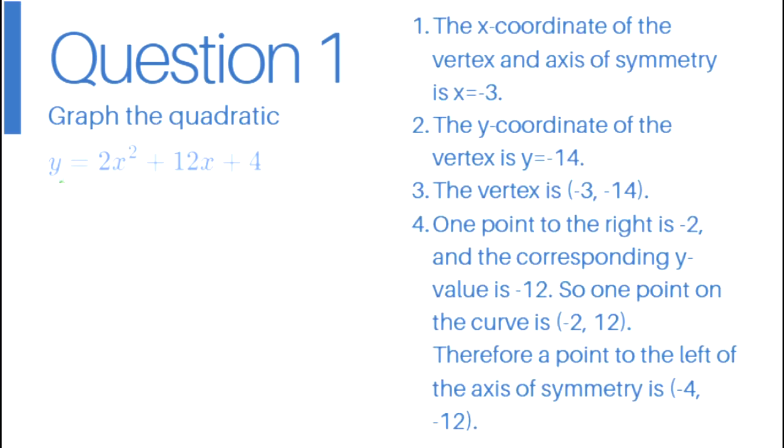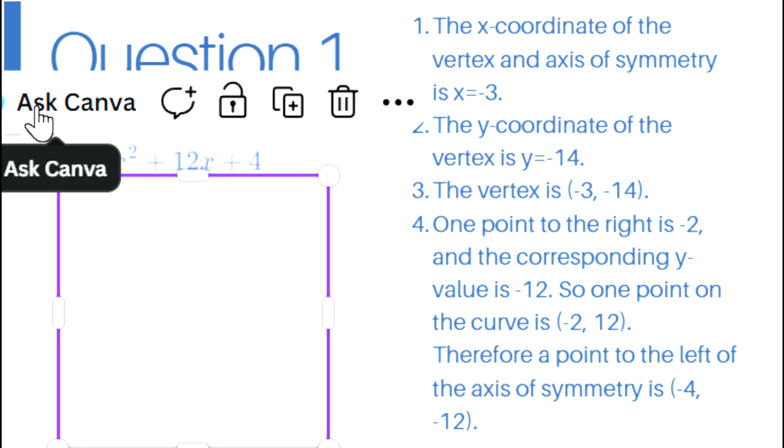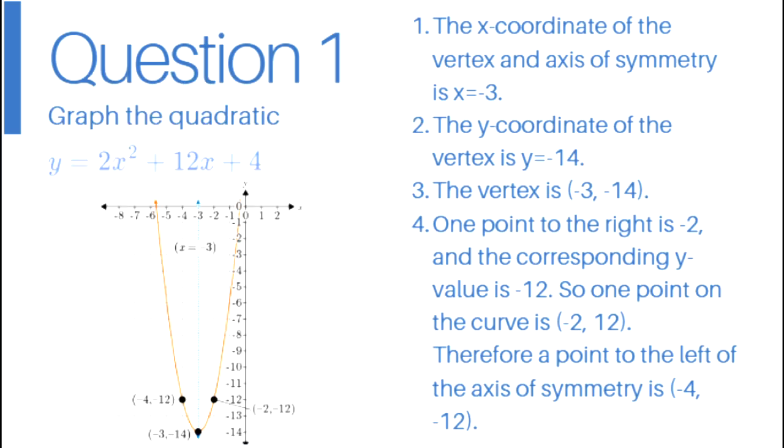So the first step is to find the x-coordinate of the vertex and the axis of symmetry, and that is x equals -3. You find that by using the formula -b divided by 2a. So -b is -12, divided by 2 times a, which is 2 for a. So 2 times 2 is 4. I went and dug it out for you again.